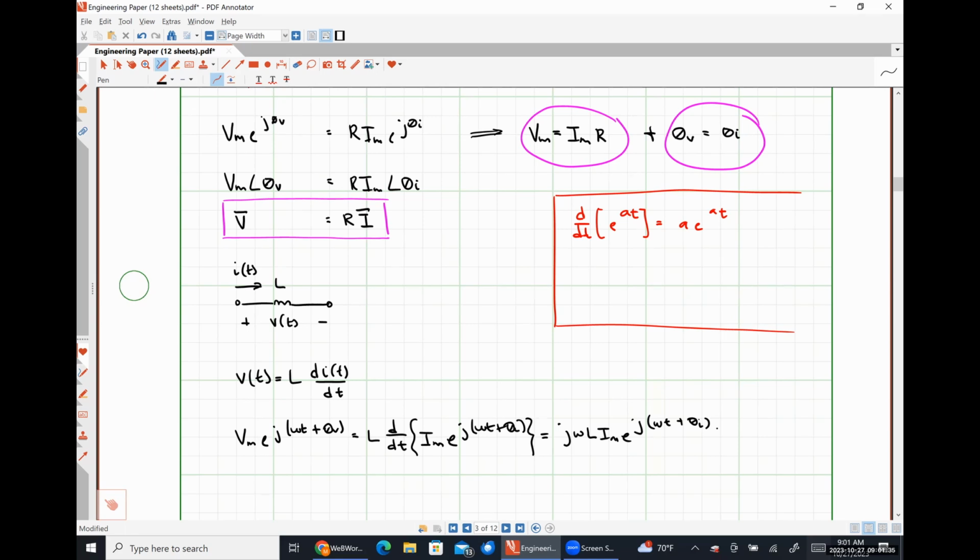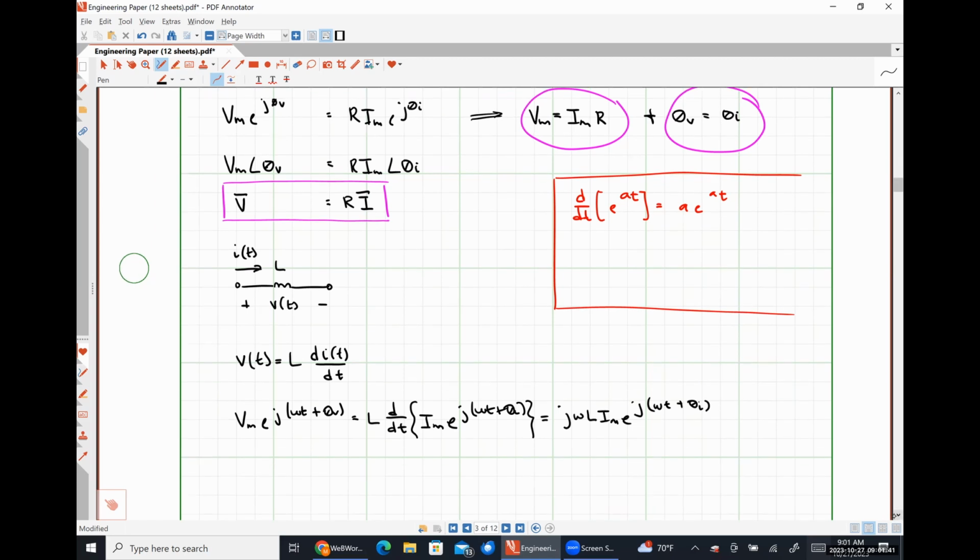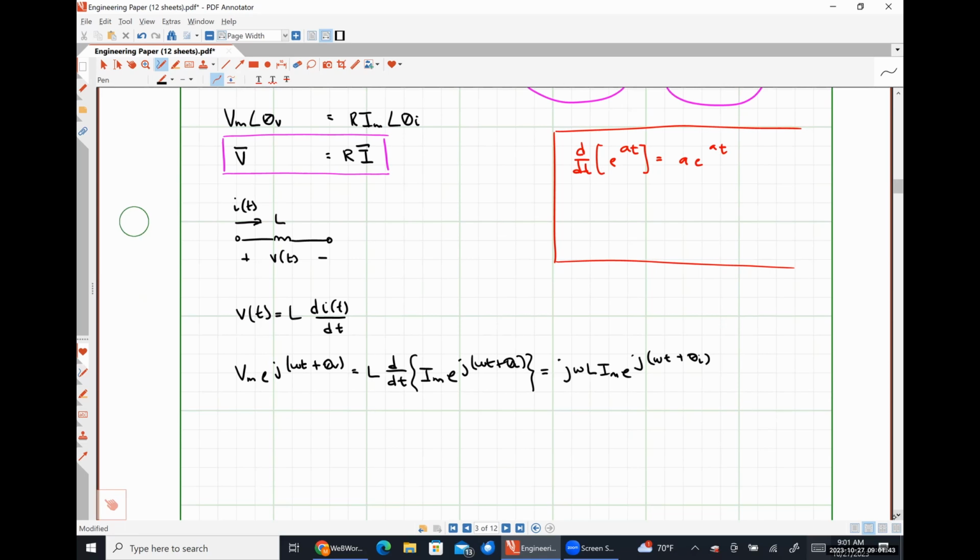We have that common factor of e to the j omega t on both sides of our expression again, so I can throw that part away, leaving me with Vm e to the j theta v is equal to j omega L times Im e to the j theta I.